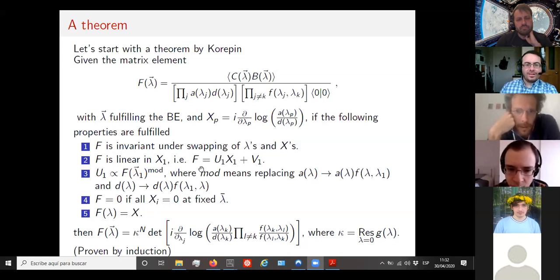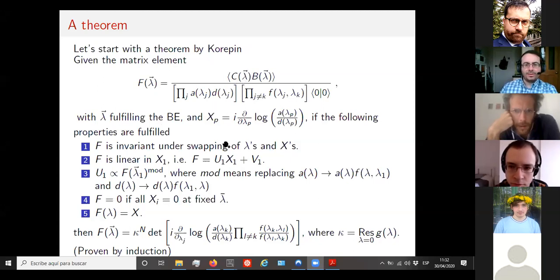Well, and this proportionality with x1 should be this f modified. Basically, you take this f and you get rid of lambda 1, but you have to modify your definition of a and d so your Bethe equation remains the same. Because in the product of the Bethe equation the lambda 1 no longer appears, you have to put it in by hand in the A and the D.